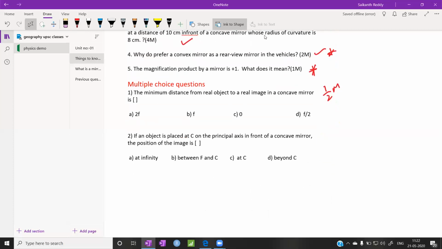Second question: if an object is at C, that is the center of curvature, on the principal axis in front of a concave mirror, the position of the image would be. That means he has also taken some questions from the ray diagrams.